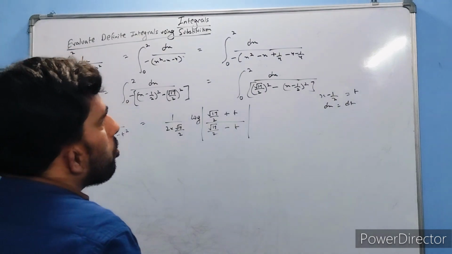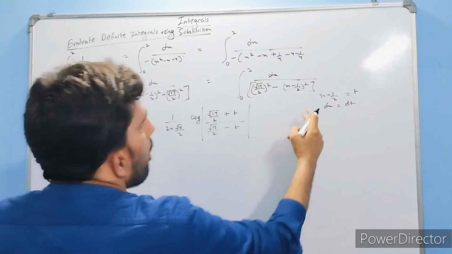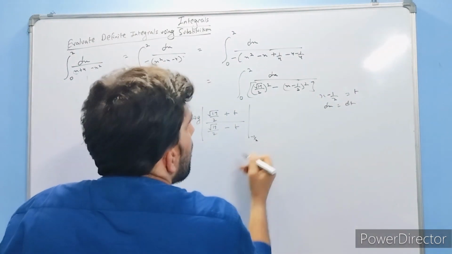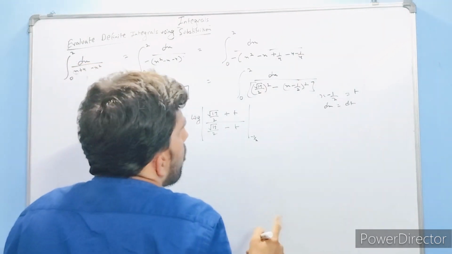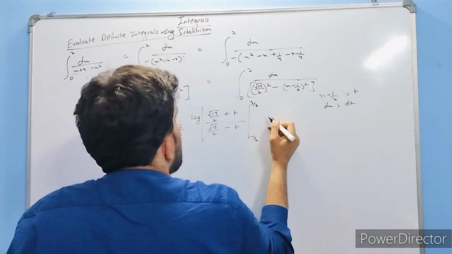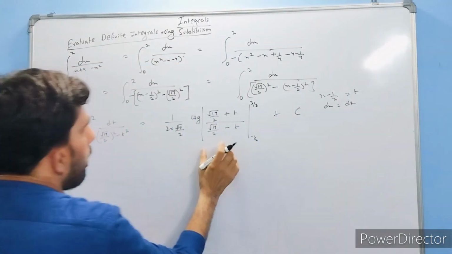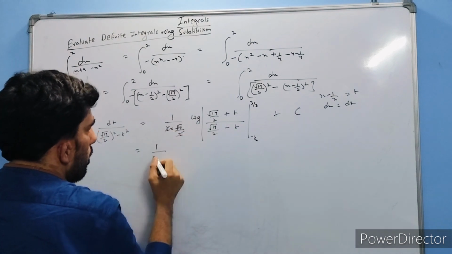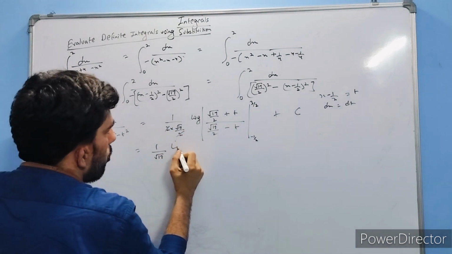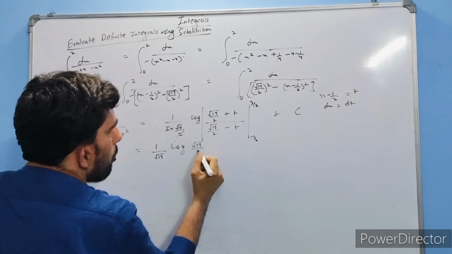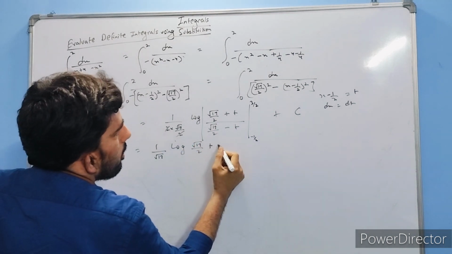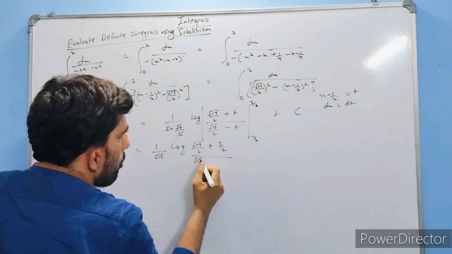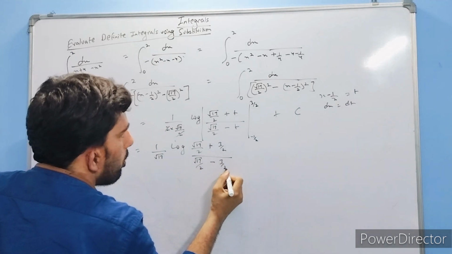Now I need to put the value also. Here I am taking this value. So if I put x is equal to 0, t will be minus half, and if I put x is equal to 2, t is 3 by 2. Okay, so now I got this plus c. Now here I will put the value, that is 1 upon root 17 into log root 17 upon 2 plus t, that is 3 upon 2, and upon root 17 upon 2 minus 3 upon 2.